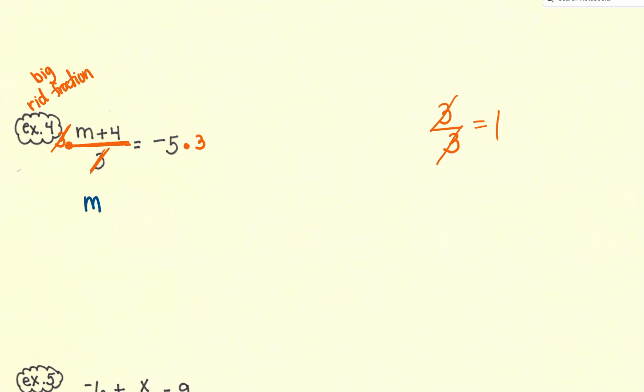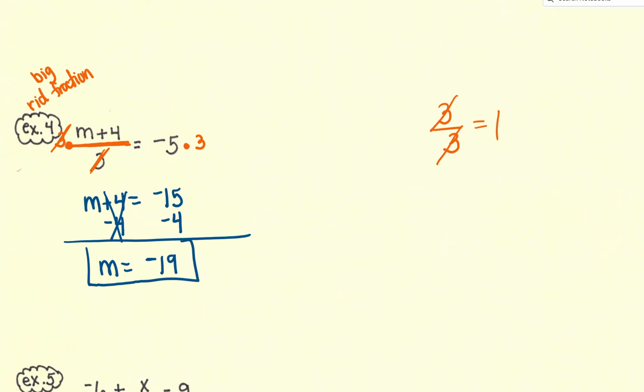That's going to be m plus 4 is equal to negative times positive is negative 15. And then to solve for this m, I'm going to subtract 4. That's a plus 4, so I'm going to minus 4. They cancel. Negative 15 minus 4 is negative 19.